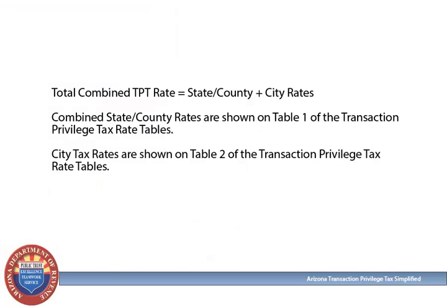The total combined transaction privilege tax rate equals the state plus the county plus the city rates. The combined state and county rates are shown on Table 1 of the Transaction Privilege Tax Rate Table. City tax rates are shown on Table 2 of the Transaction Privilege Tax Rate Tables.